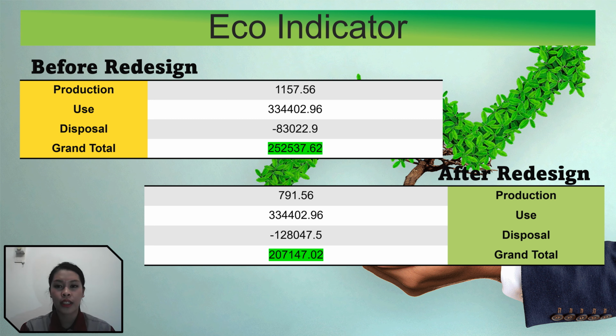128,047.5, because at the end of life of plastic and metal, about 80% is recycled, 10% goes to incineration of plastic and metal, and another 10% is assumed to be landfill. As the final result, when the material is replaced with polymers such as polypropylene or polycarbonate, we can say that the total value after redesign decreased to 207,147.02. That's all from me. Thank you.